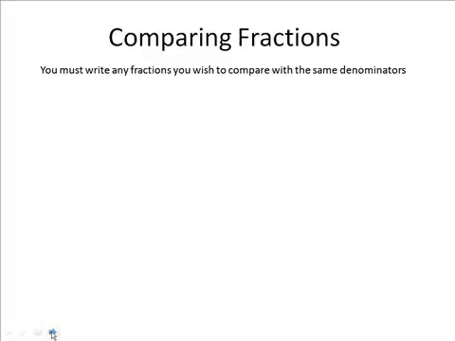Any questions about comparing fractions, Darcy? When you need to find the lowest common denominator, is it easiest to just multiply? Yeah, that's right. If you multiply the two denominators, you will always get a common denominator. Always. You can sometimes pick easy ones.